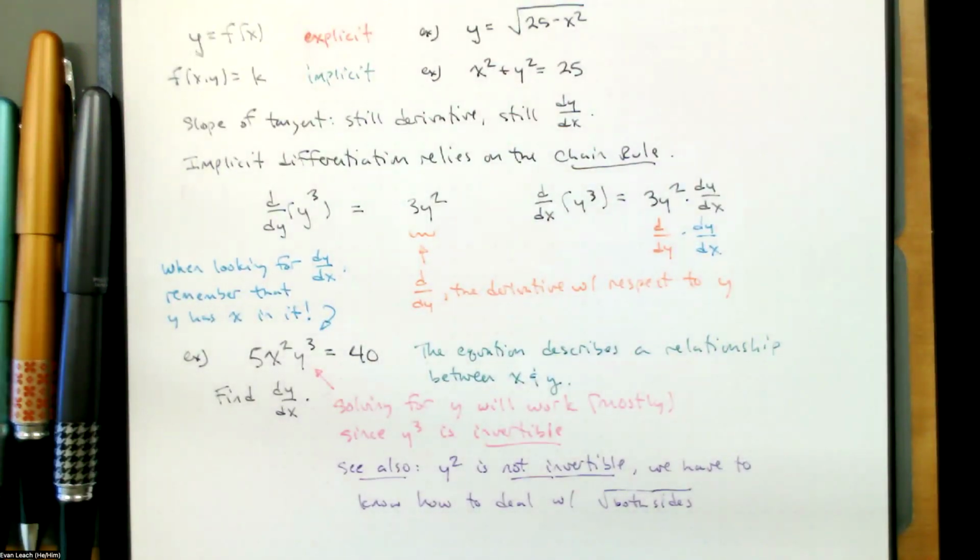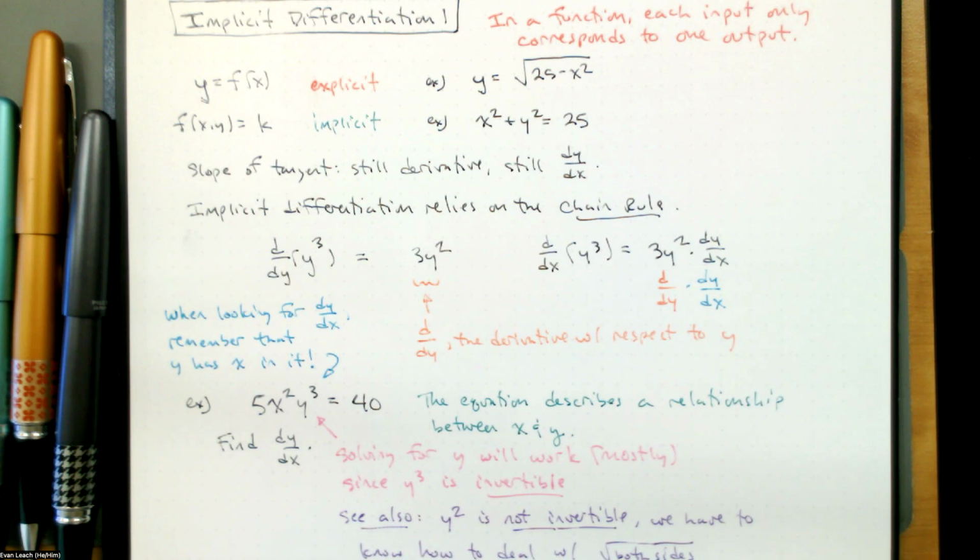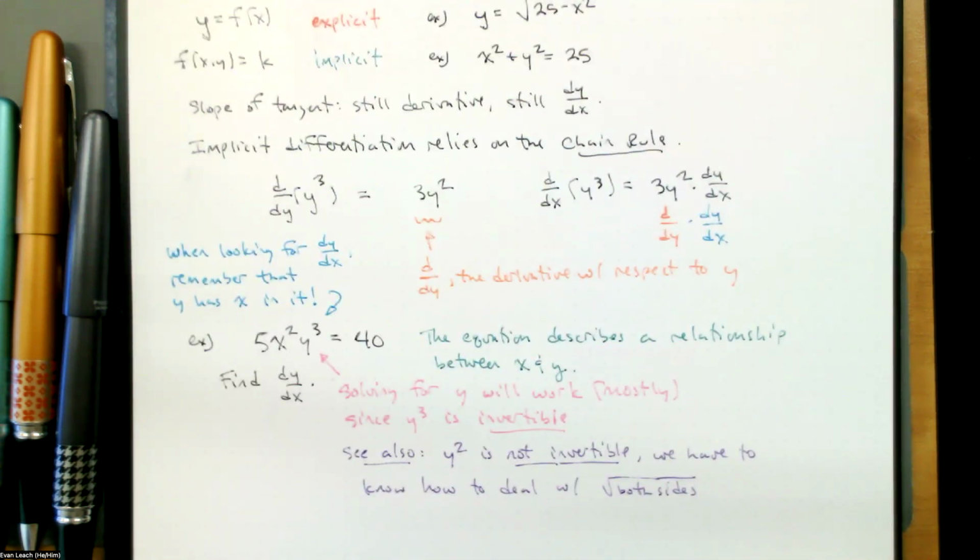We have to know how to deal with this square root of both sides thing. We have to know that that makes a plus or minus. Similarly, if we had cosine of y somewhere in the problem, solving for y might not be possible because cosine is not an invertible function. Thinking back for more context, in a function, each input only corresponds to one output, but each output might correspond to several inputs. And that makes a function not invertible.